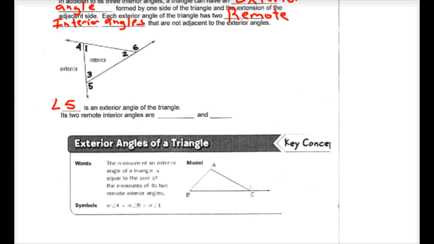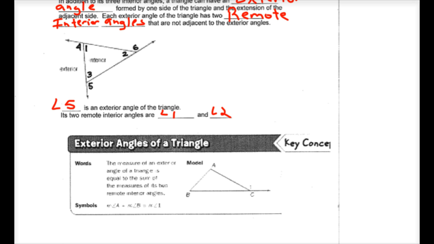Angle 5 has 2 remote interior angles. What are the 2 remote interior angles to angle 5? Look at angle 5. What do you think the 2 remote interior angles are? Harrison. 1 and 2. Not 3. 3 is connected to 5. So remote means kind of being away from it. So angle 1 and angle 2 are the remote interior angles.